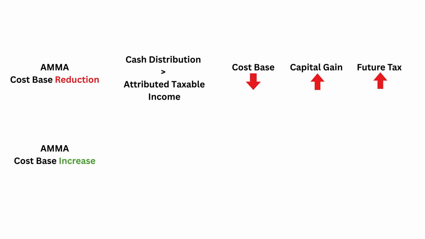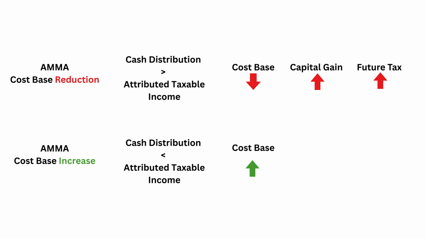The AMMA statement shows a cost base increase if you were taxed on income you didn't receive. That is, your attributed taxable income is more than the cash distribution you received. Increasing your cost base reduces your capital gains when you sell, ensuring you are not taxed twice. Now you understand the why, let's move on to the how. I'll walk you through an example step by step on how to adjust the cost base. Before we dive in, here's an important disclaimer.